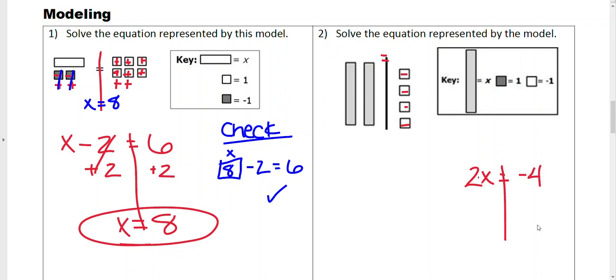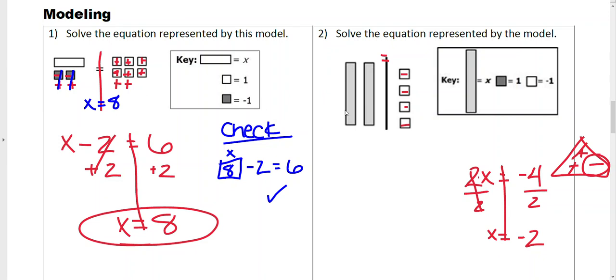Mathematically, this is multiplication here, so I need to undo my multiplication. The inverse of multiplication, the opposite, would be to divide by 2, but because it's equal, I have to do it to both sides. So I'm left with x is equal to negative 4 divided by 2. Use that triangle. 4 divided by 2 gives me 2. A negative divided by a positive gives me a negative solution. So I have x equals negative 2.